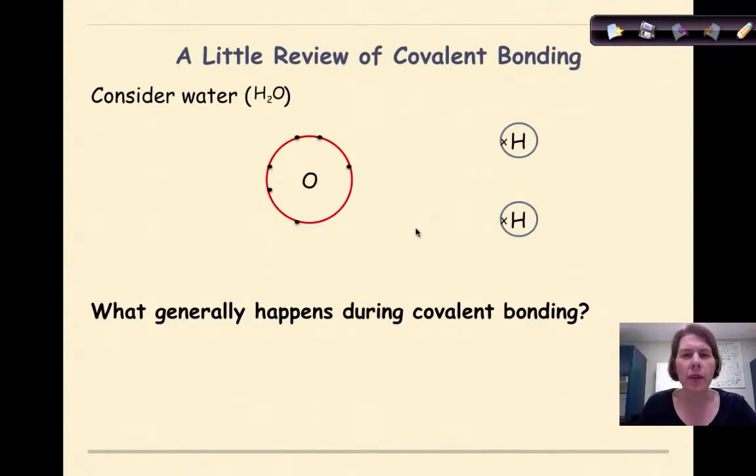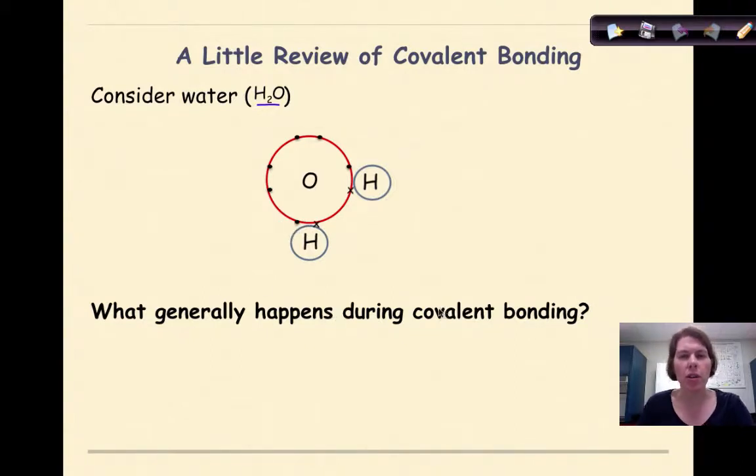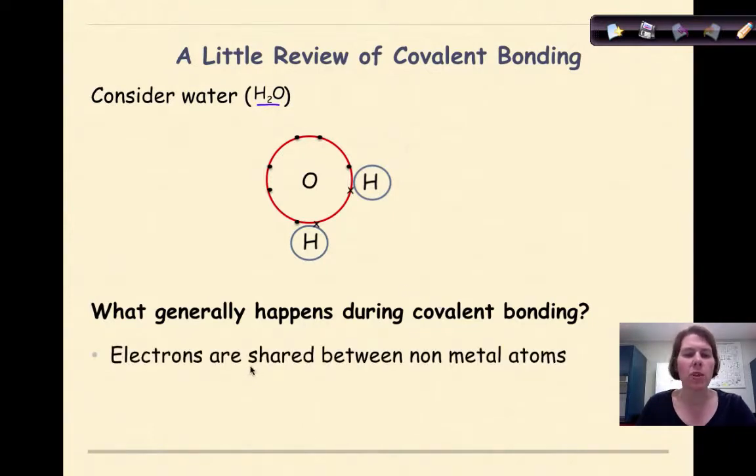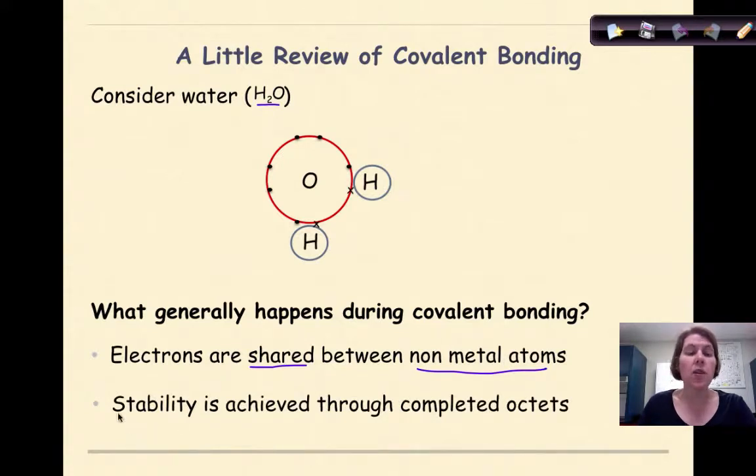A little review of covalent bonding. So let's consider the water molecule, which has a formula of H2O, one oxygen, two hydrogens. When a water molecule forms, a hydrogen atom comes in and shares its valence electron with the oxygen, and then another hydrogen atom comes in and shares its valence electron with the oxygen. So what's generally happening during this process? Electrons are being shared between the nonmetal atoms, and stability is achieved through completed octets.